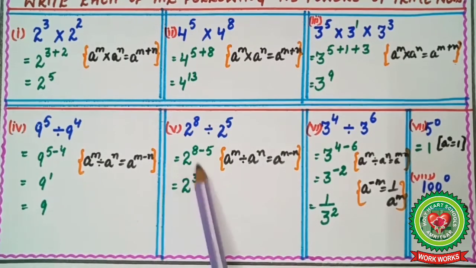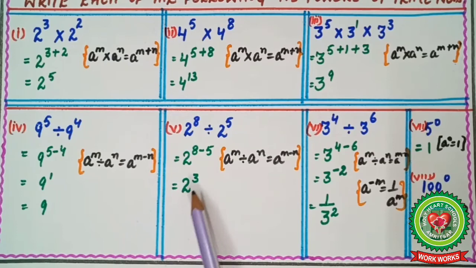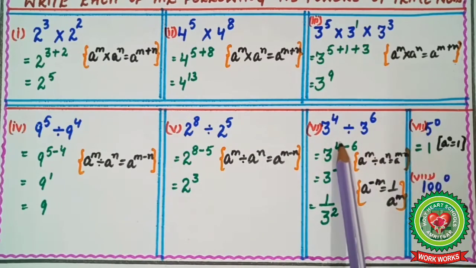Next is the fifth example, 2 raised to power 8 divided by 2 raised to power 5. Now here you can see that it is 2 raised to power 8 minus 5. Why? Because bases are same and they are getting divided, so their powers will be subtracted. So 8 minus 5 will be 3. So you write here 2 raised to power 3. So move to the next example.